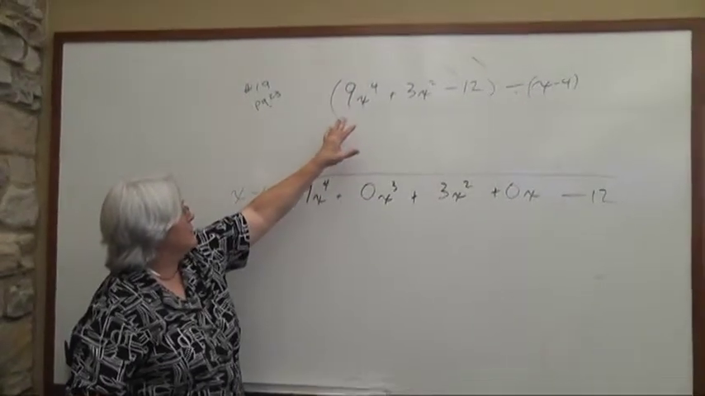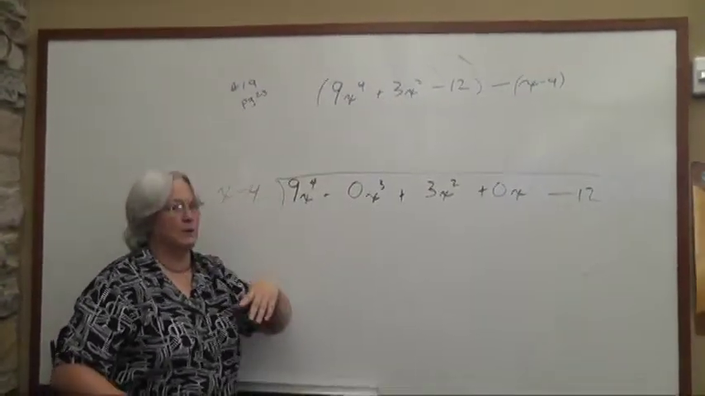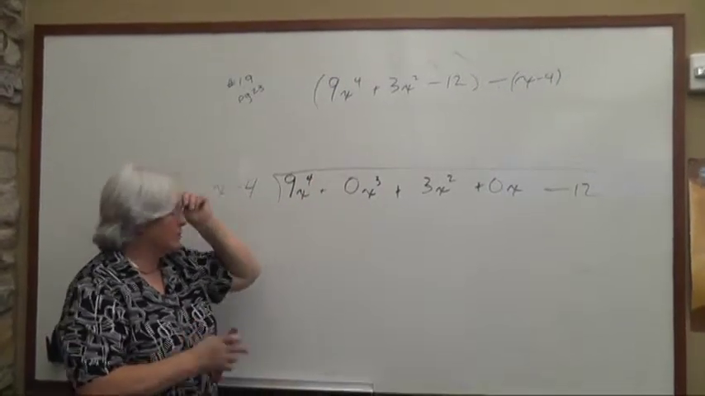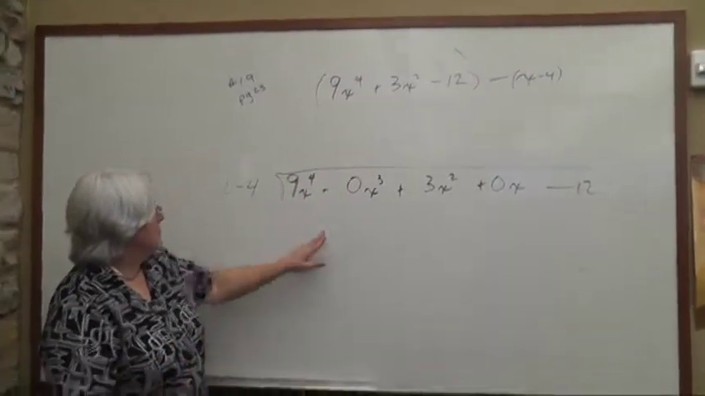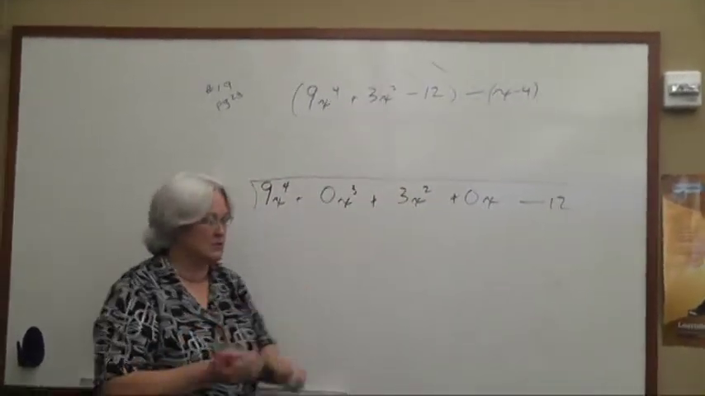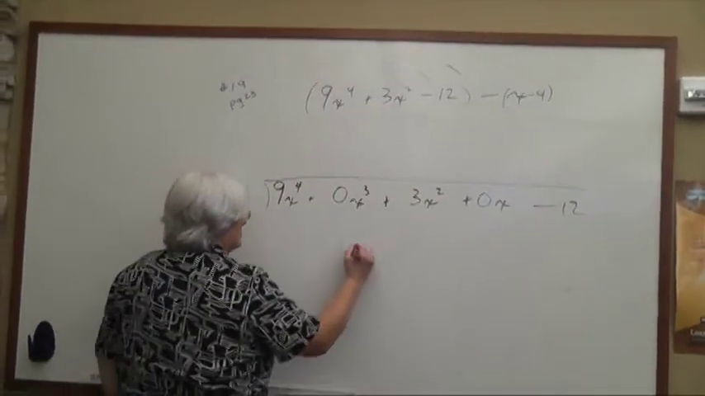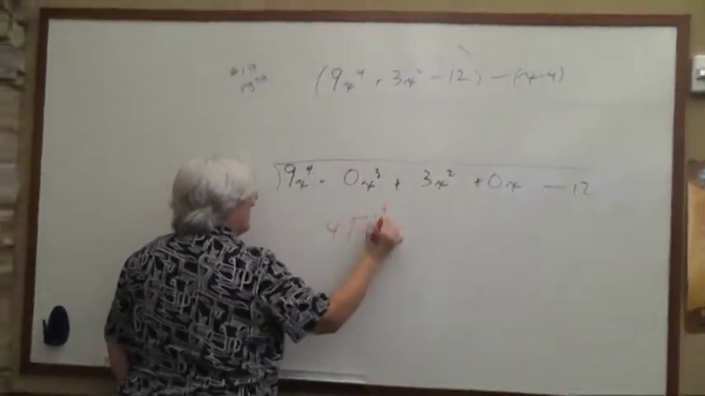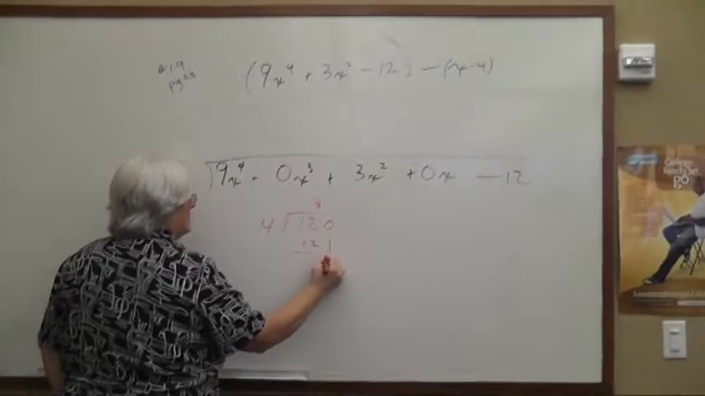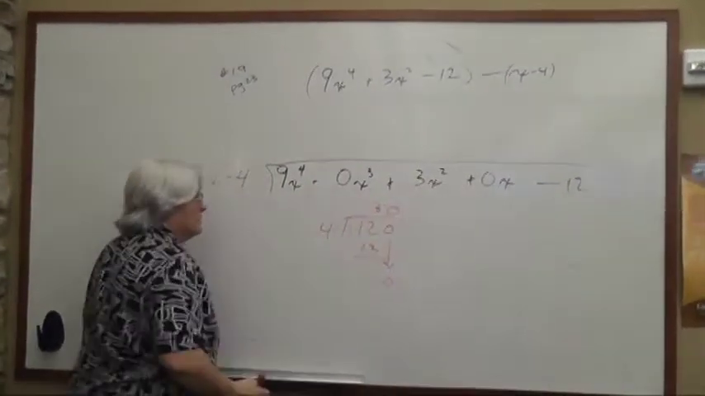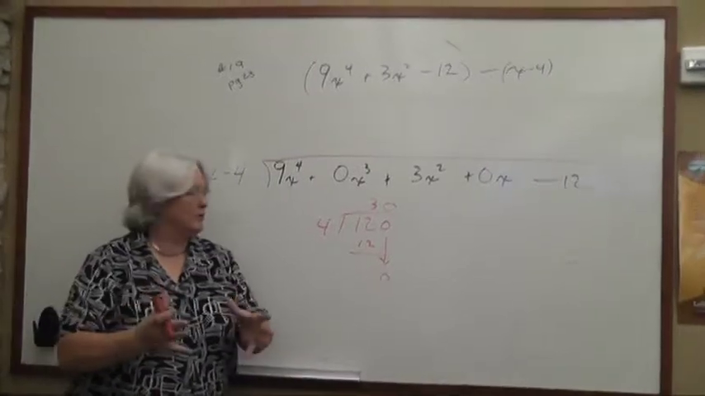We have the problem 9x to the fourth plus 3x squared minus 12 that you're going to divide by the binomial x minus 4. But we have to put in placeholders here. For example, if I asked you to divide 120 by 4, you know that 3 times 4 is 12. You have to bring down the 0. 4 goes into 0 0 times. And you have an answer of 30 for that.